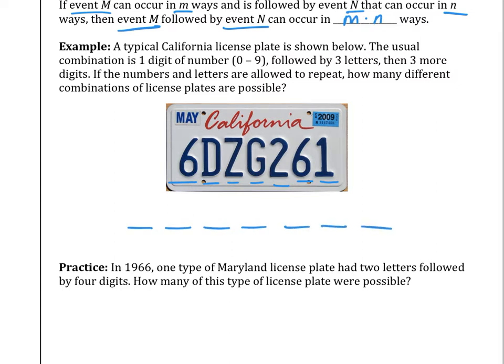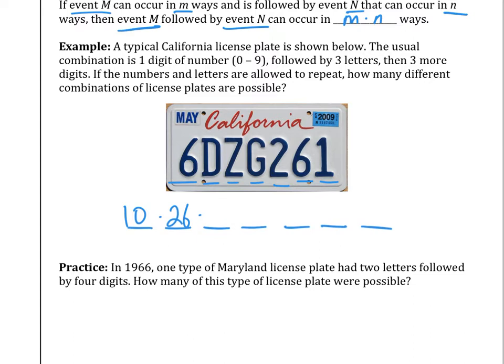You ask yourself, in the first place, how many ways can you choose the first number? The first number has to be from 0 to 9. So how many ways can you choose the first number? Well, we know that there are 10 digits available, so that's 10 different ways. The next thing that's going to happen is you're going to have to choose a letter. So then you ask yourself, how many letters are there to choose from? Well, there are 26 letters. So there are 26 ways.